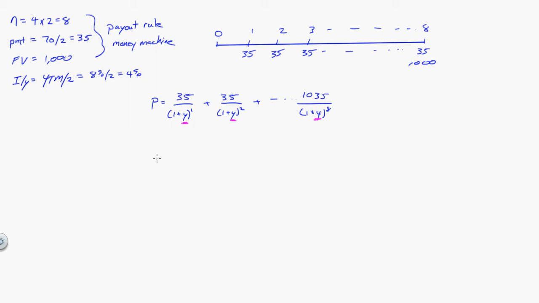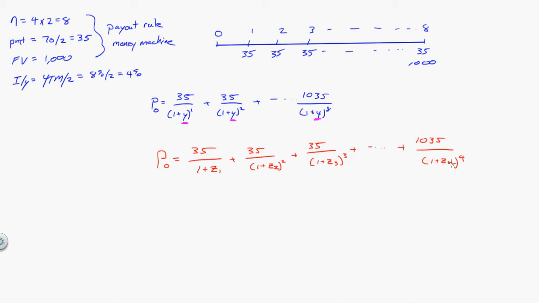The real way to do it is this. The price today, and by the way, I should have a little P0 there for price today, is 35 divided by 1 plus Z1, plus 35 divided by 1 plus Z2 squared, plus 35 over 1 plus Z3 cubed, plus all the way up to when this ends, 1,035 divided by 1 plus Z4 to the 4th.